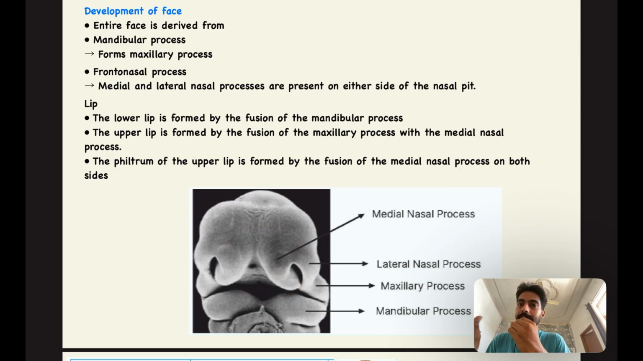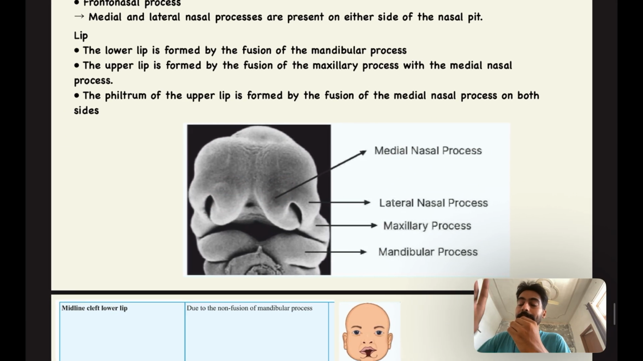The entire face is developed from two processes: mandibular process, which ultimately forms maxillary process, then frontonasal process, on both sides of which nasal processes are present. And if we talk about our lower lip, the lower lip is formed by fusion of mandibular process. When these processes meet, then lower lip is formed. Upper lip is formed by maxillary process. Here, this is our maxillary process, and when it fuses with medial nasal process, it forms our upper lip.